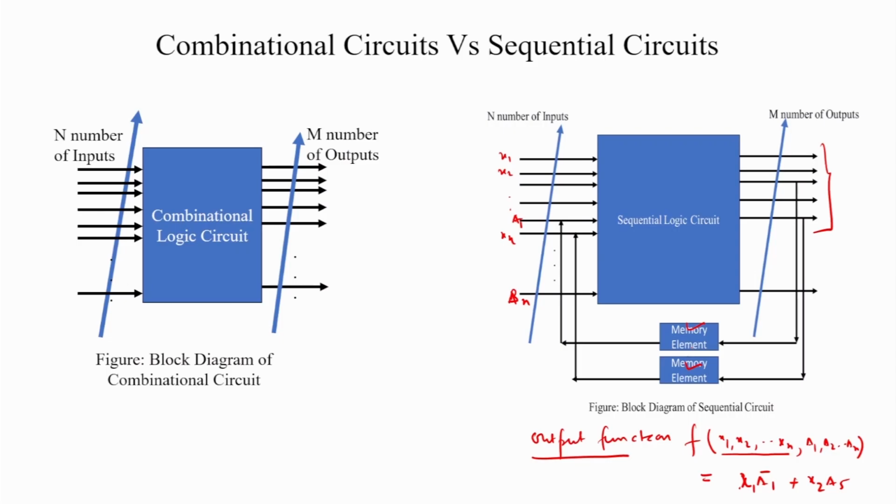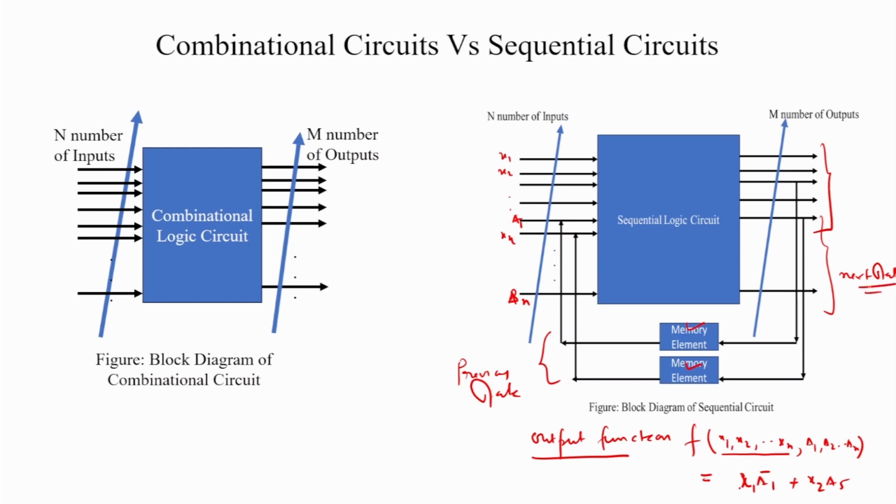The updated values of memory elements are known as the next state, and the previously used value of the memory elements is known as the previous state. These here are the previous states, and these are the next states.